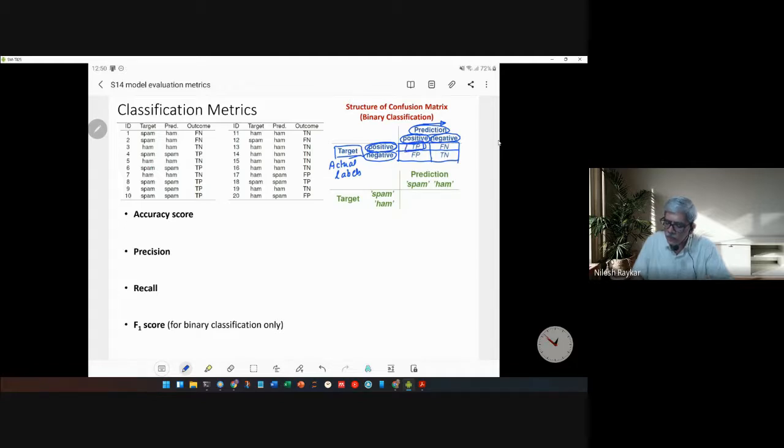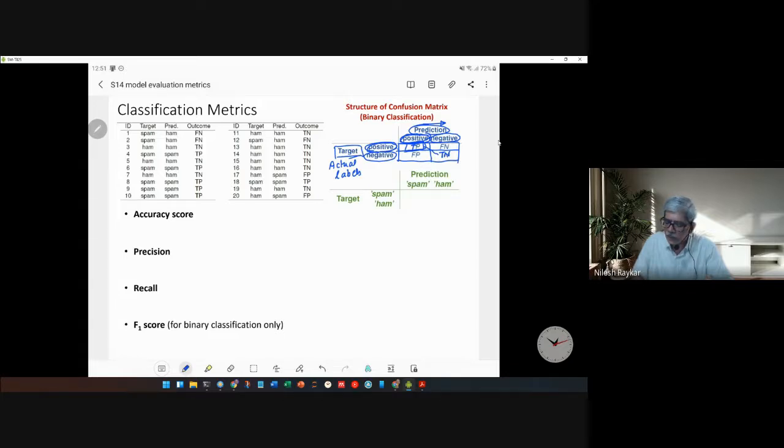So diagonal things will all be true. That means positive is matching with positive, so that is why you will have true there. And here negative is matching with negative, so it is true negative there. So the diagonal terms will be all true terms, and off-diagonal terms will be false terms.